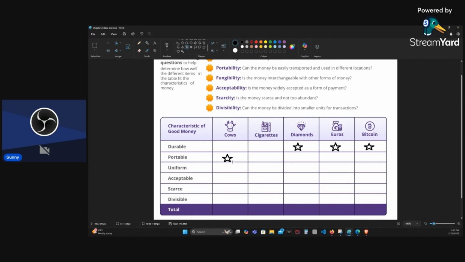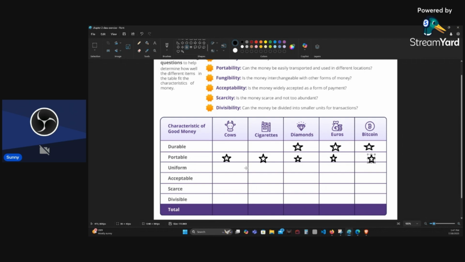Cows portable. Yeah, cows are, I guess, portable. Not the best, but I guess they have four legs, right? So I guess we'll be specific. Cigarettes. Yeah, cigarettes are pretty portable. Diamonds portable. Euros portable. Bitcoin portable. Uniform.